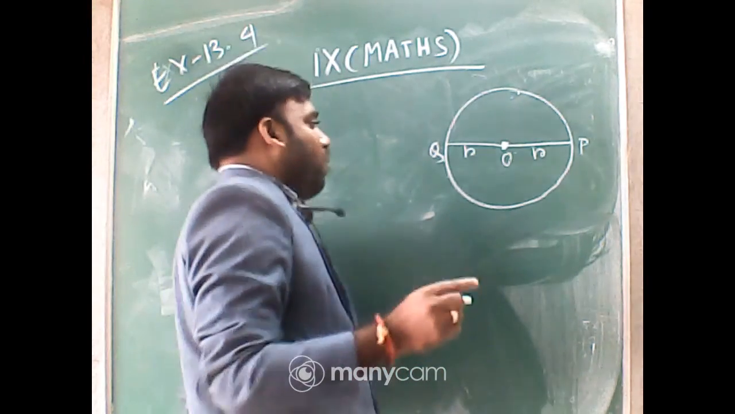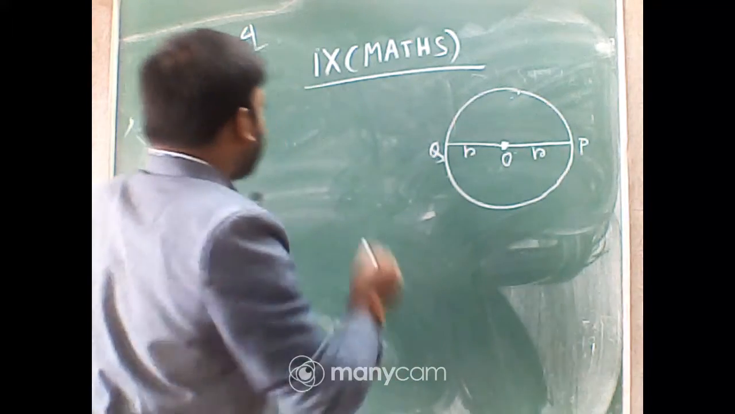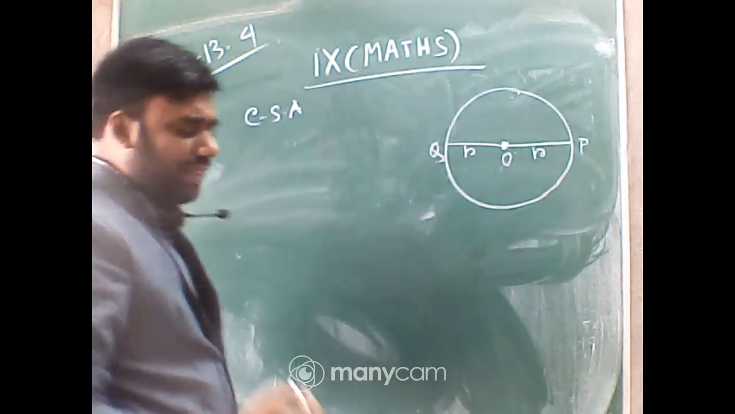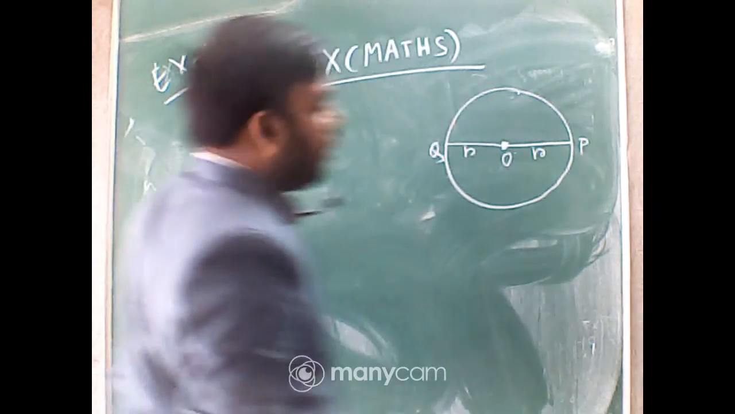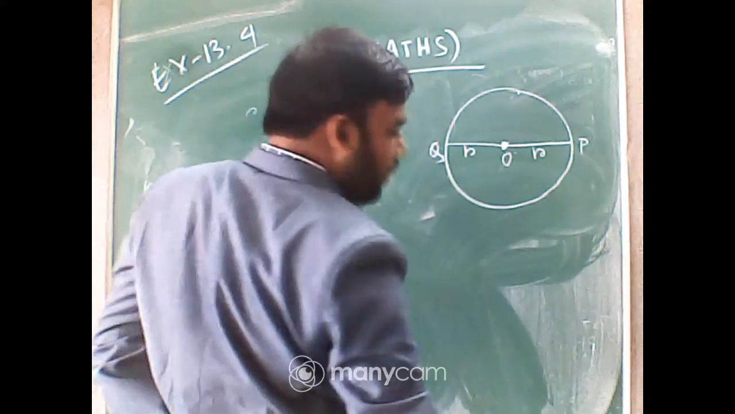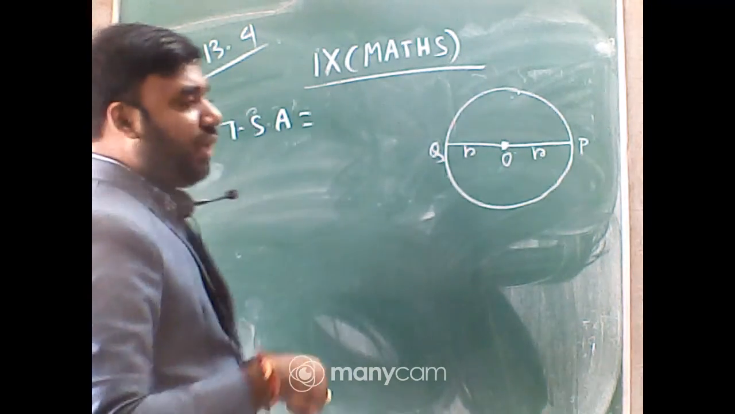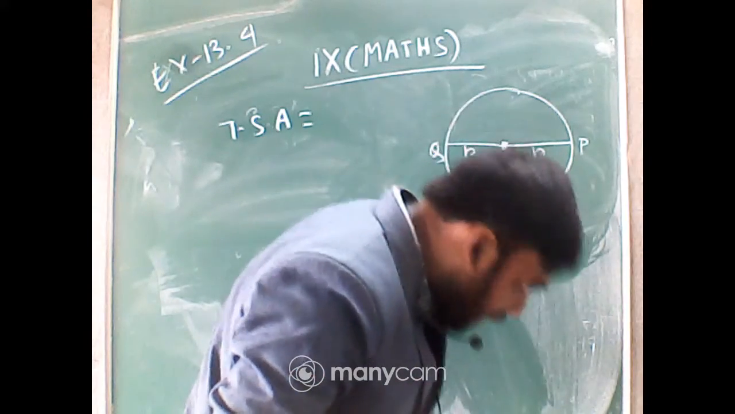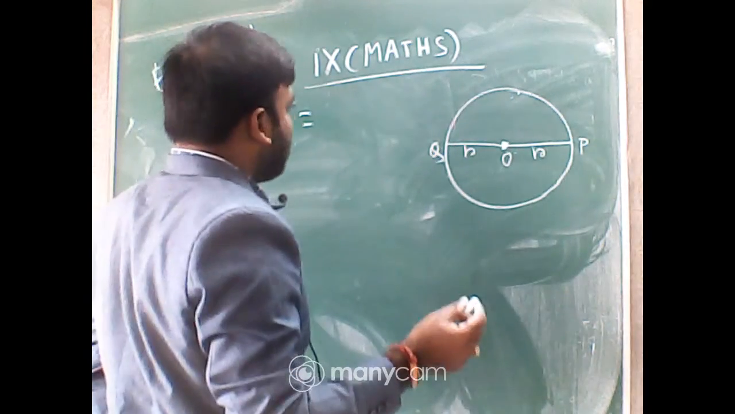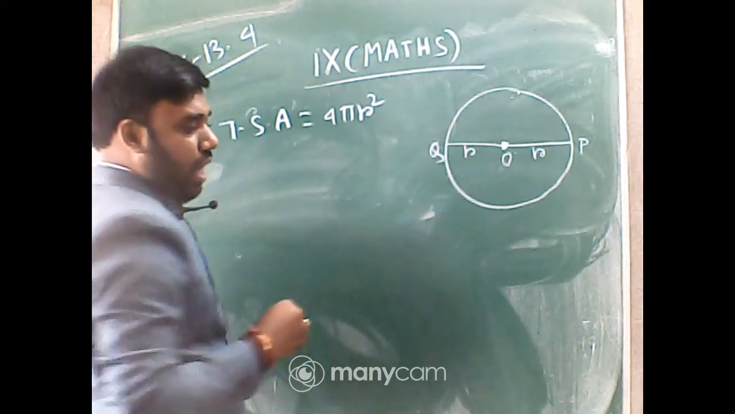And now, what is the curved surface area? First of all, we will discuss the curved surface area, that is CSA. And what will be the total surface area? The total surface area formula of sphere. Yes, a globe is also an example of a sphere. Total surface area is 4 pi r square.